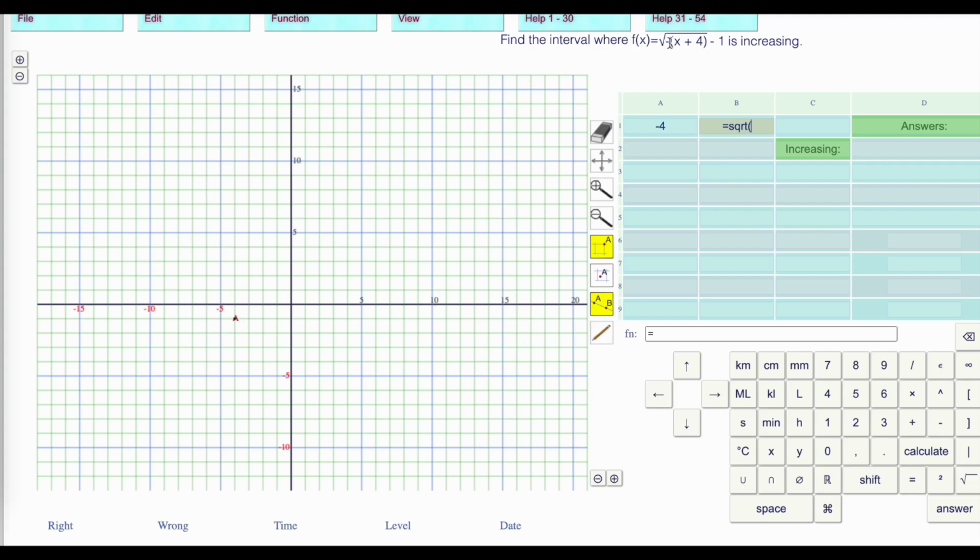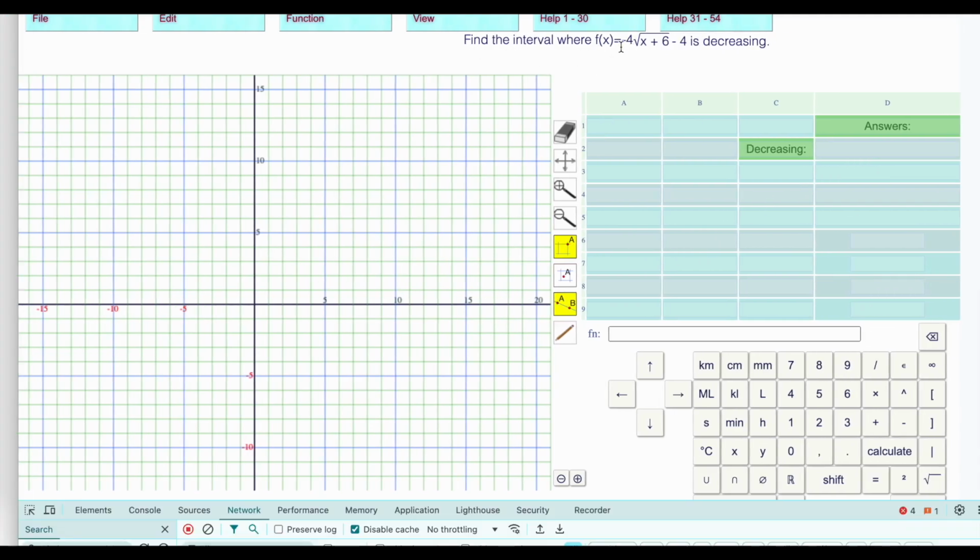The b is this -1 in front of this bracket. The square root of -1 times bracket x plus 4, which is -4 plus 4 is 0, times -1 is 0. The square root of 0 is 0. And then -1 gives us -1. When x is -5, we're going to get 0. When x is -8, we're going to get 1. It's opening like this. It is always decreasing. So when's it increasing? Never. I'm going to put null set.